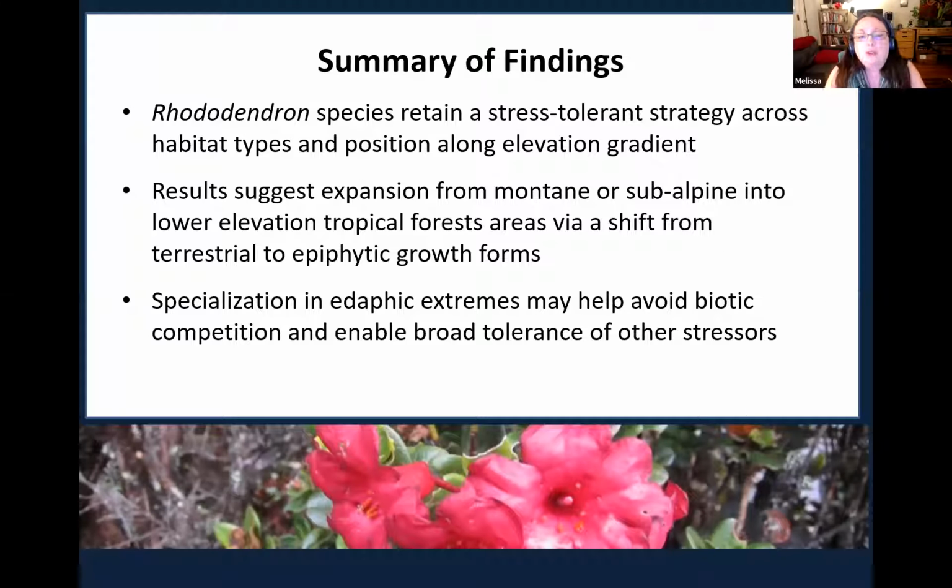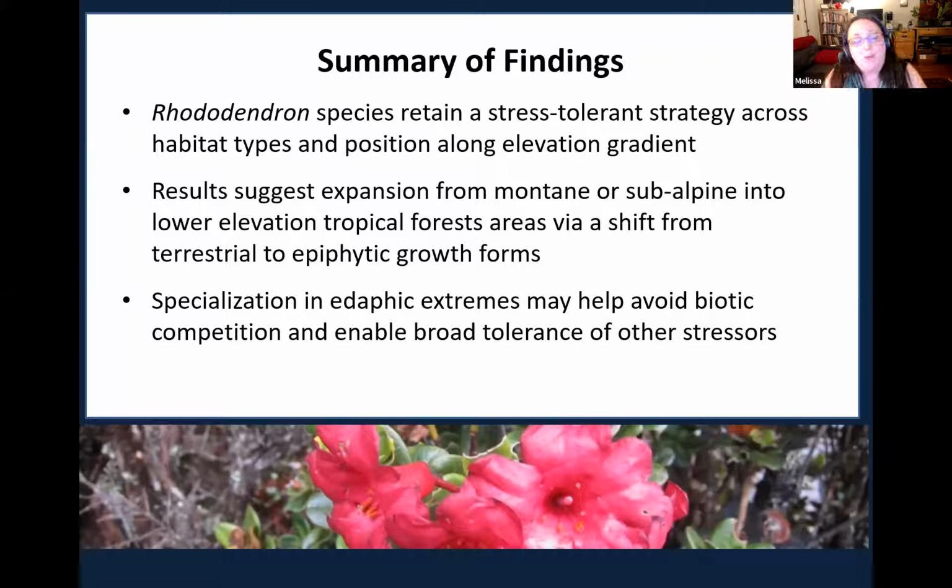So, summary of findings. Rhododendron are able to retain a stress-tolerant ecological strategy across habitat types and position along the elevation gradient. And these results really do reinforce this idea of expansion from montane or subalpine habitat types into lower elevation tropical rainforests via a shift from potentially terrestrial to epiphytic growth forms. You can think of this as rhododendrons, they're going to be growing slowly. They're very height limited. How do they get light? Well, they do that by growing on top of other trees.